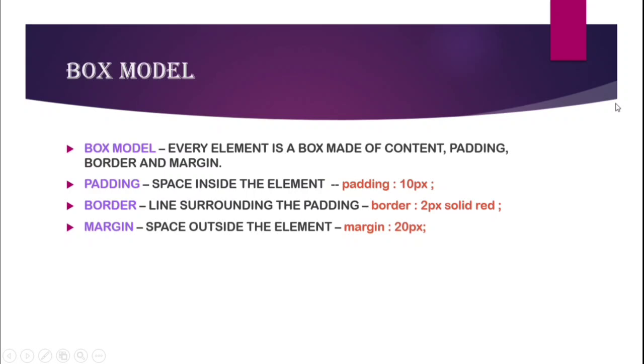Then we have the margin, space outside the element. So whatever the space is outside the box, right? This white space that we have, this is nothing but the margin of that particular element. So these four values, that is the content, padding, border and margin, will specify the box model. That is nothing but every element is a box. It consists of content, padding, border and margin. And this is how the syntax is added: padding 10 pixel, border 2 pixel solid red, margin 20 pixel. Then we can go to the next one.